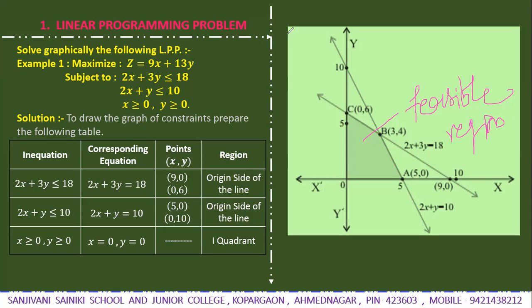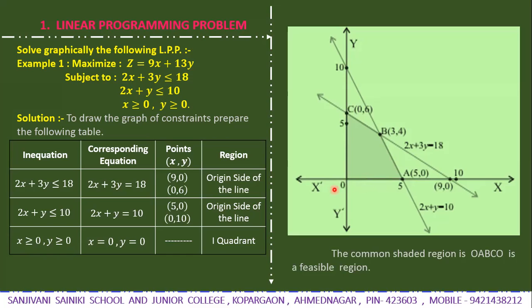This is called the feasible region. Now, once you have the feasible region, our next work is to find the corner points. So, what are the corner points? O, this A, this B, this C, these are the corner points.